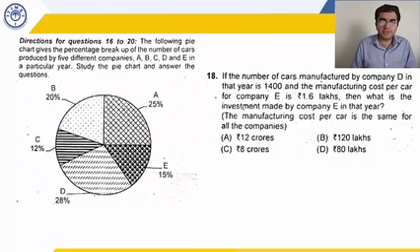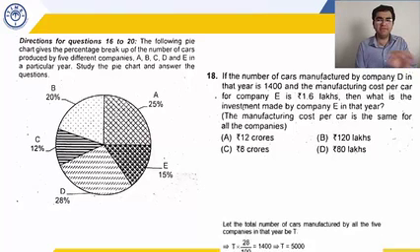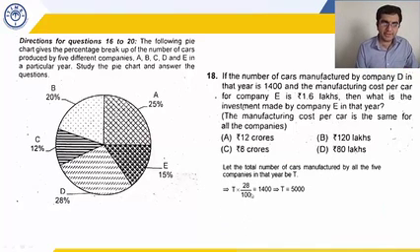You are given cars manufactured by D, and you are given the manufacturing cost for company E per car. So you want total investment by company E. That means you need number of cars by E. You get cars by E, then you will get investment by E. So from D you will go to E. So 28% of the total cars is 1400. D corresponds to 28%. So 28% of total is 1400. That means the total cars are 5000.